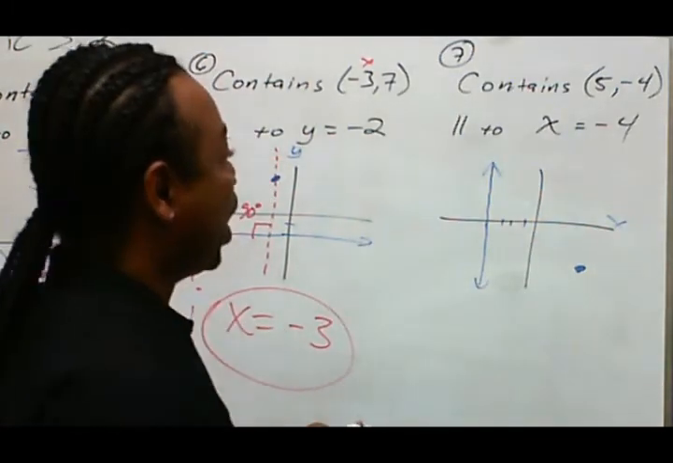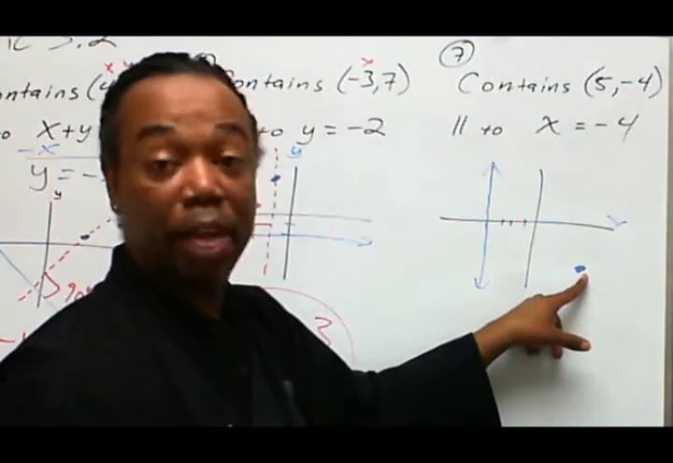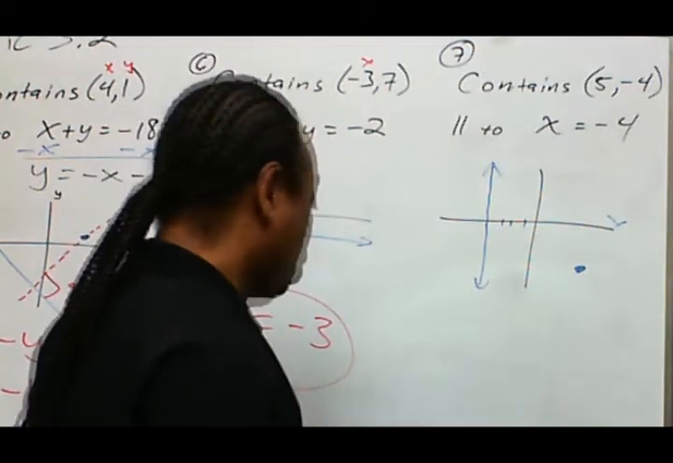So we need a line that's going to be parallel to this one right here, but it has to go through the point (5, negative 4). Such a line would look like this.